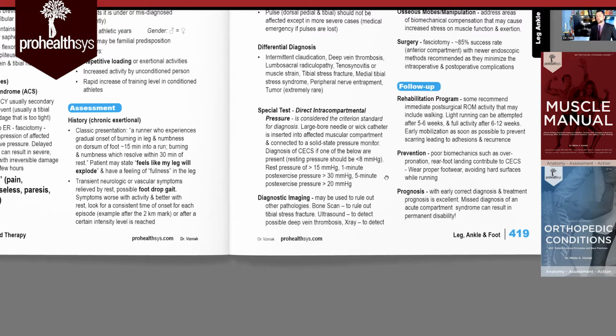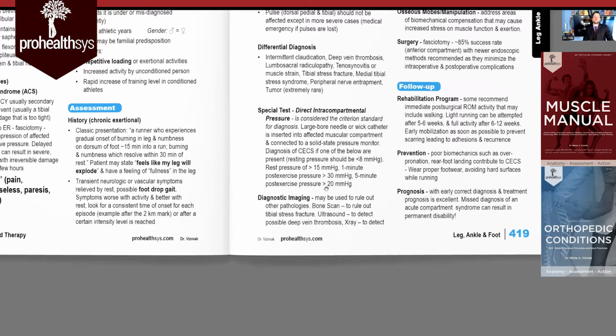This would give you actual measurements for it, but at the end of the day, if you think there is any increase in that pressure, you are going to be evaluating and treating based on the presence of that pressure and thinking that they have a compartment syndrome.